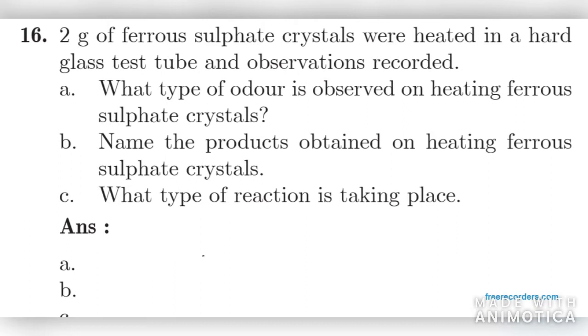In B part, name the products obtained on heating ferrous sulfate crystal. So in this we get ferric oxide, we get sulfur dioxide, and we get sulfur trioxide. So three things are there. Then question C: what type of reaction is taking place? It is a decomposition reaction, because in this we have only one reactant and we get many products out here. So these are the answers for all.